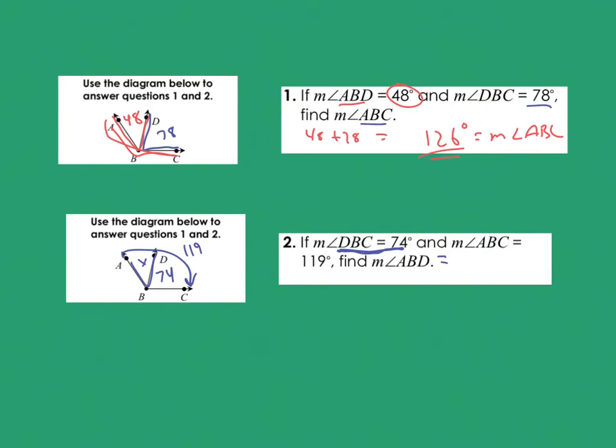So I think this time I'm going to subtract, right? X is going to be 119 minus 74. That's going to be the measure of that angle. And 119 minus 74 is 45 degrees. So the measure of ABD is going to be 45 degrees. Okay? Don't forget to include M for measure of when you're saying the names of angle measurements.